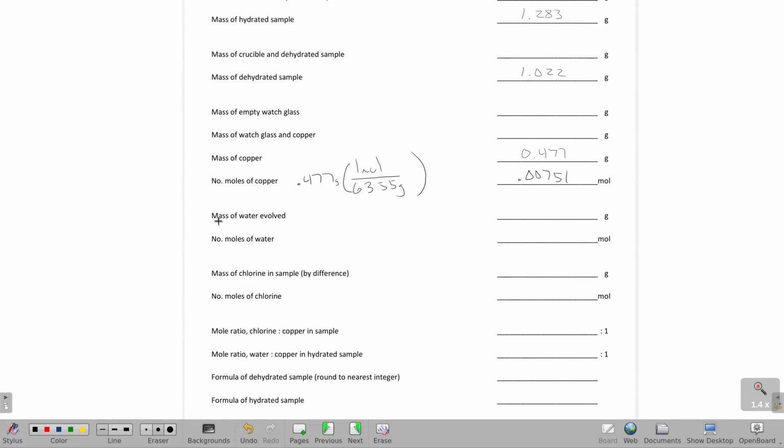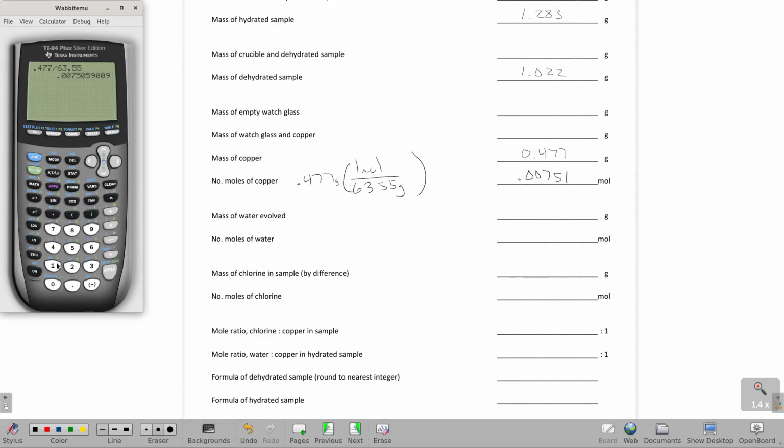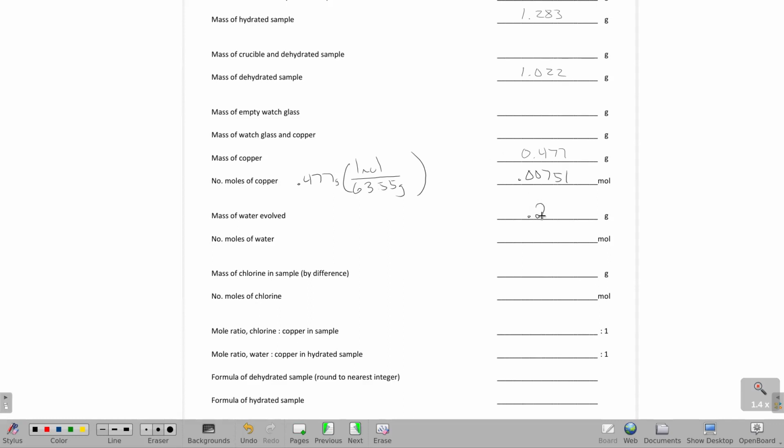Alright, to get the mass of the water evolved, we're just going to take the mass of our hydrated sample minus the mass of the dehydrated sample, because that's the only thing that's left there, is that's cooking off the water. So 1.283 minus 1.022 is 0.261 grams.